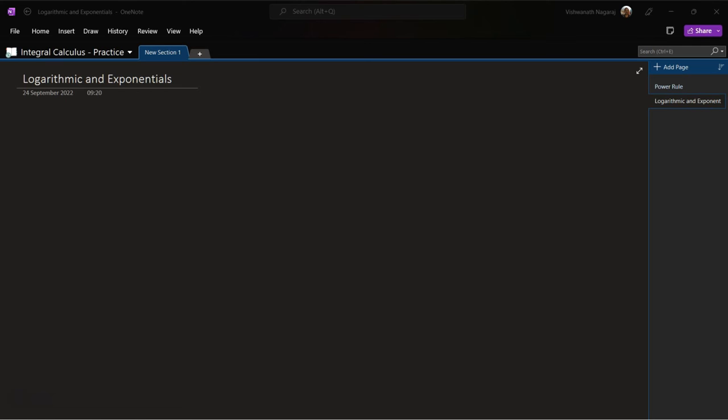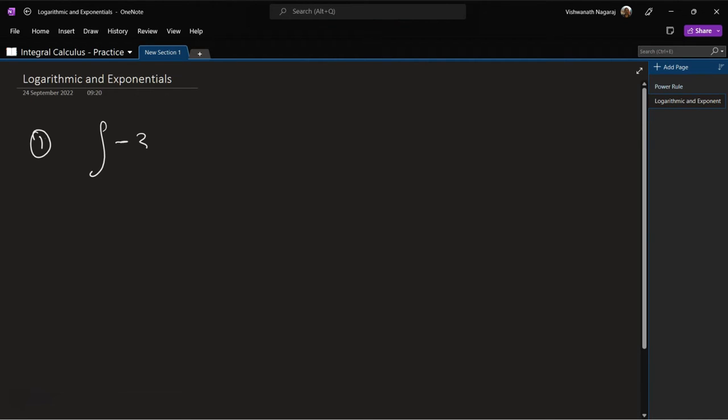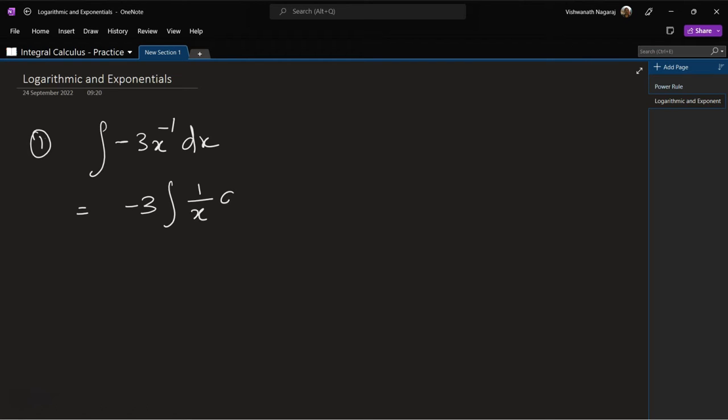Let's look at integrating logarithmic and exponential functions. So let's look at the first one. Integral of minus 3x to the power of minus 1 dx. We can take out the constants, and x to the power of minus 1 can be written as 1 by x dx.